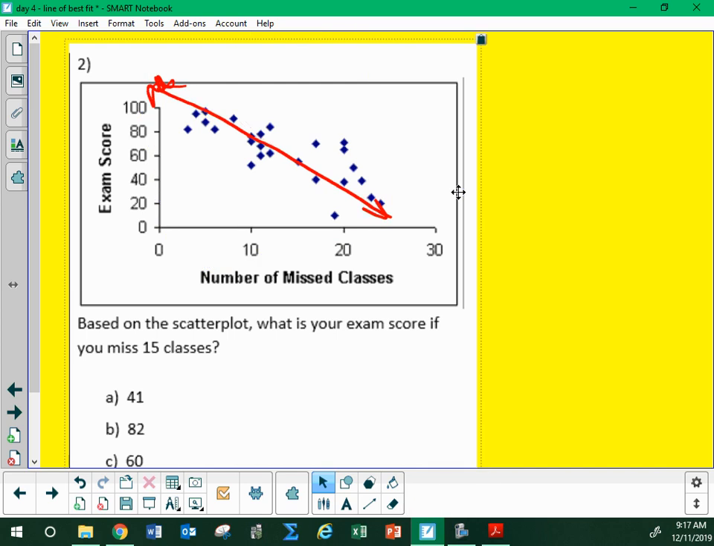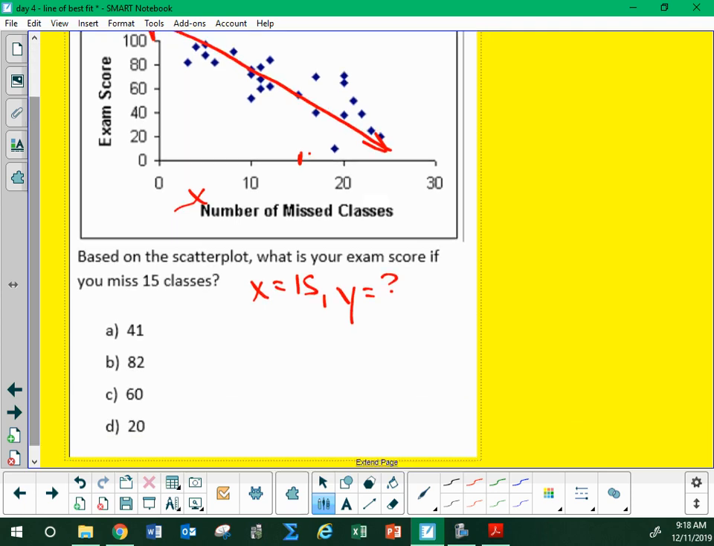Okay, so it says based on the scatter plot, what is your exam score if you missed 15 classes? So 15 classes, is that going to be my x value or my y value? X. Yeah, the number of classes missed is x. So we're saying when x is 15, what does y equal? So if I go to where it's about 15, right about here-ish, looking up whichever answers best fits that.